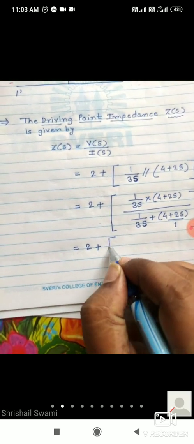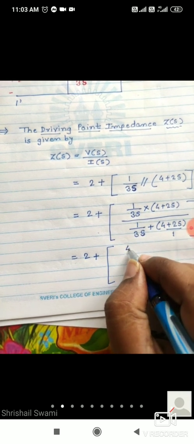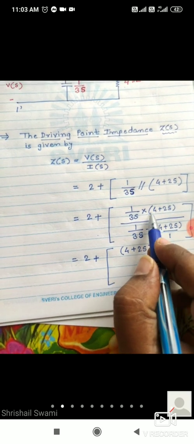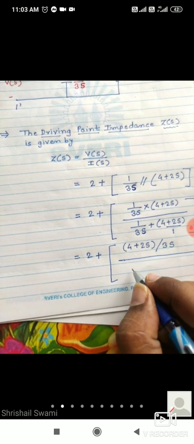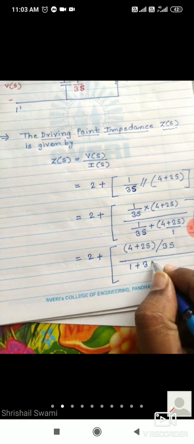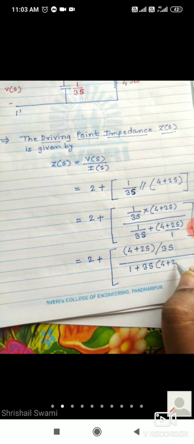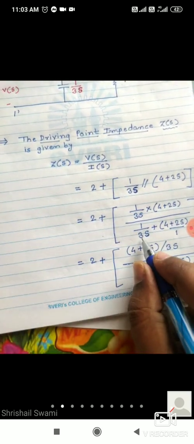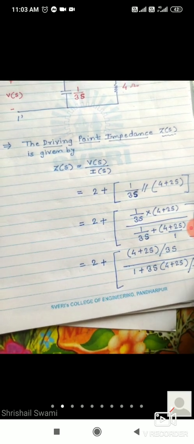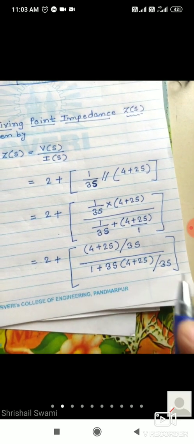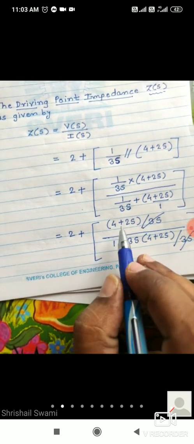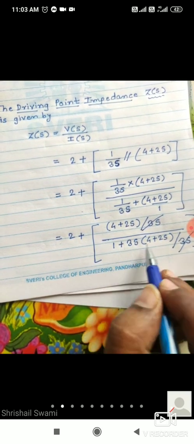So 2 plus as it is. So take this one as 4 plus 2s divided by 3s like this. 4 plus 2s divided by 3s. This divided by, आता यांचं क्रॉस मल्टिप्लिकेशन घेतल्यानंतर 1 plus 3s into 4 plus 2s, म्हणजे 3s ची ह्या ब्रॅकेटची मल्टिप्लिकेशन divided by 3s into 1, that is 3s. Okay, divided by 3s. Now this 3s and this 3s will get cancelled. बरोबर आहे. आता काय राहणार, 4 plus 2s divided by, you can solve this.